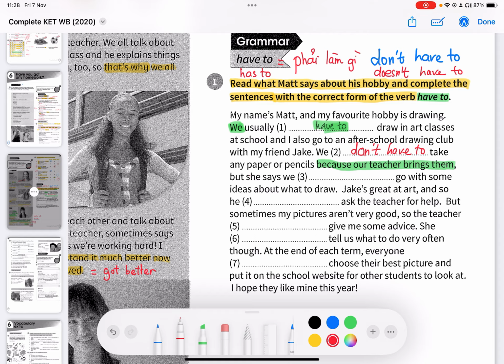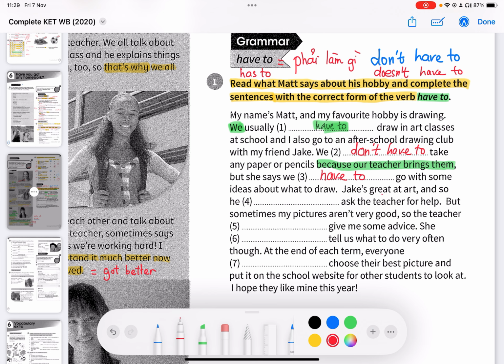But she says, we go with some ideas about what to draw. Nhưng cô giáo nói rằng chúng tôi đến lớp học với những ý tưởng, một vài ý tưởng về việc phải vẽ cái gì, về việc vẽ cái gì. So here, phải hay là không cần? Yes, phải. So we have to. Right.